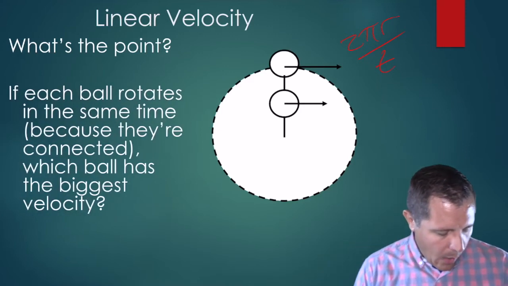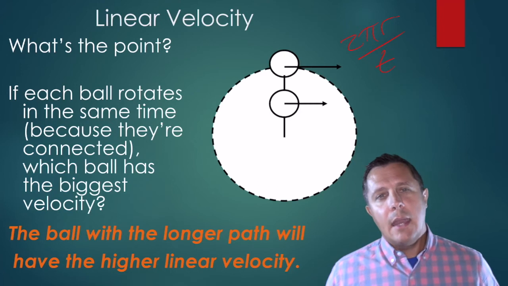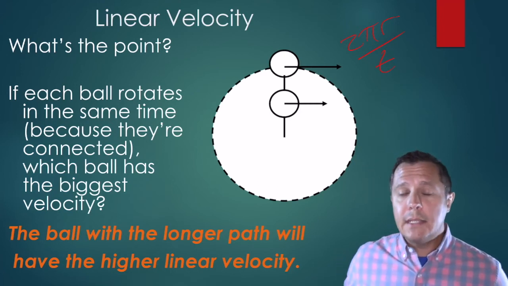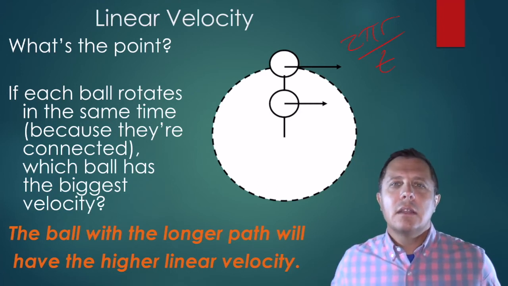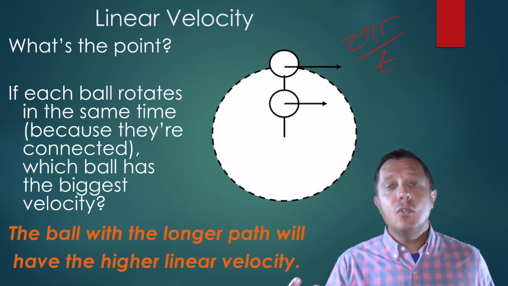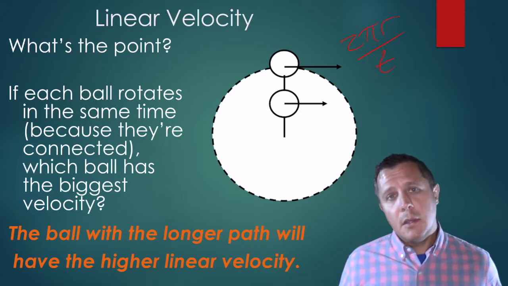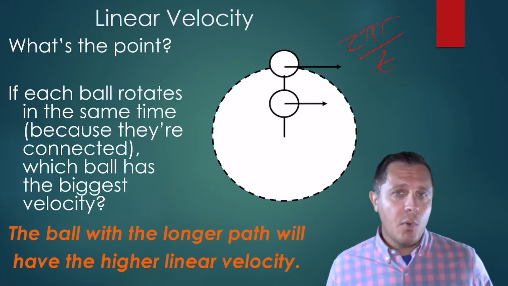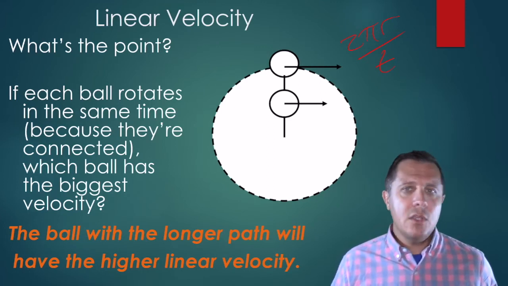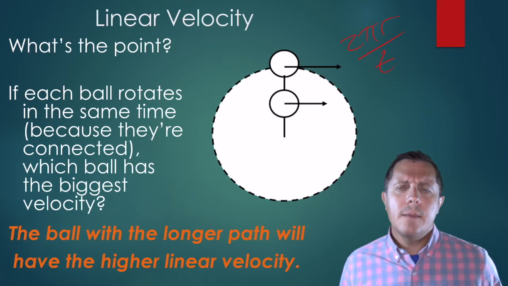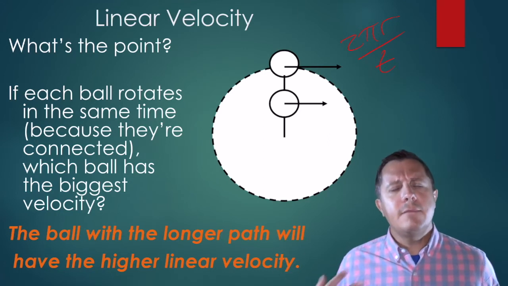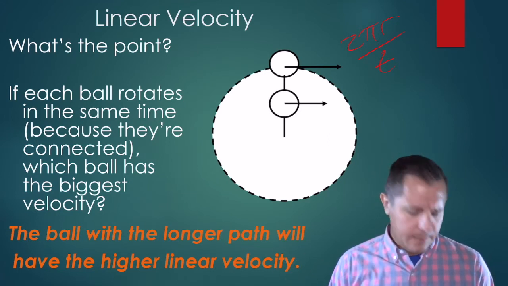All right, so what's the point of this? I want you to understand that an object with a greater radius is going to have a greater linear velocity. And this can be used for other things around us, okay? This can be used in sports, which I want to talk about. This can be used in other things, all right? The greater radius will give you a greater linear velocity.